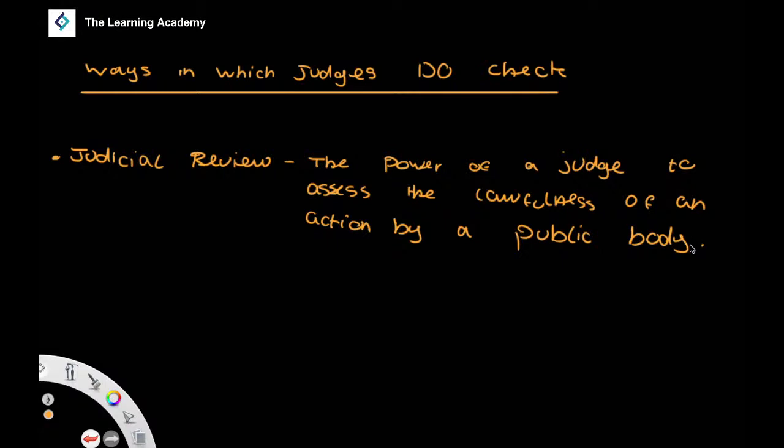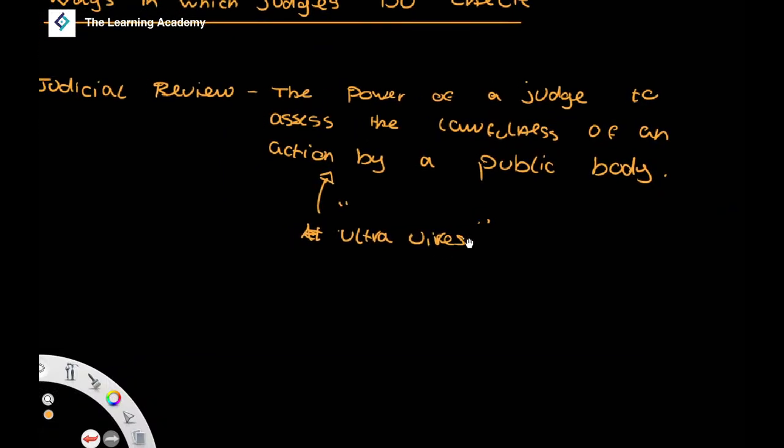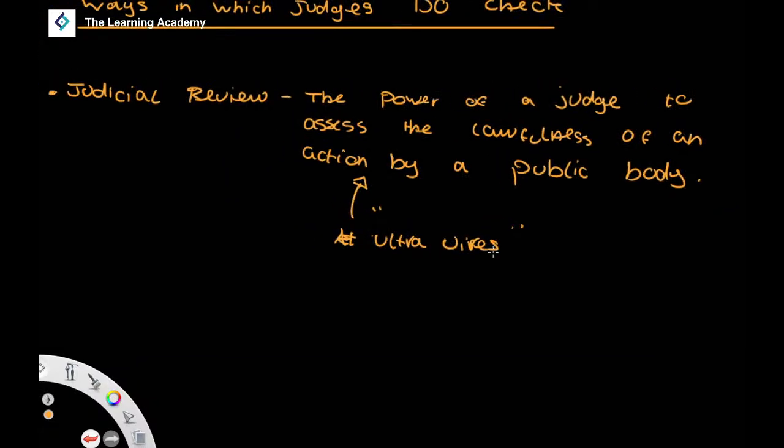Now, when we talk about a public body, if a judge was to suggest that a public body acted ultra vires, if we use the term ultra vires, what do we mean? What does the term ultra vires mean when we're talking about the power of judicial review? Because these are the key terms that you're going to need to examine.